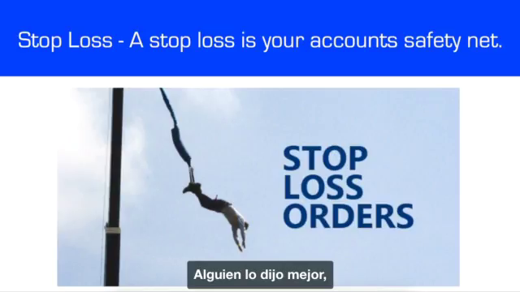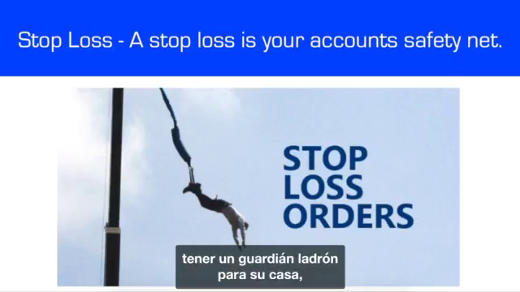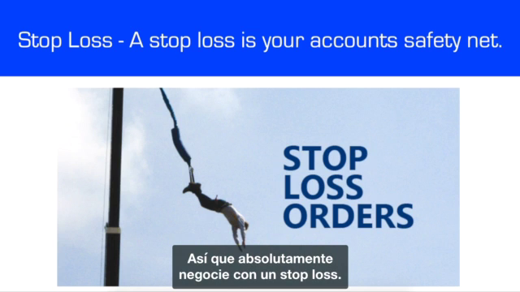Someone actually said this best. Having a thief guard your house is like trading without a stop loss. So absolutely trade with a stop loss.